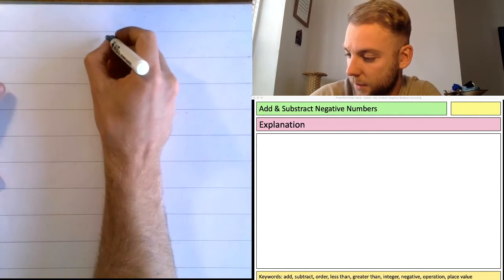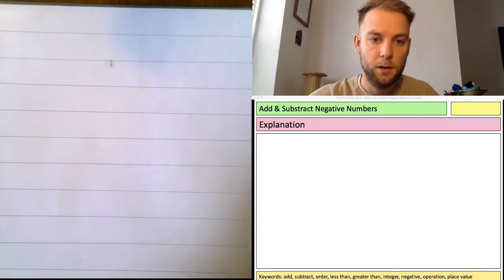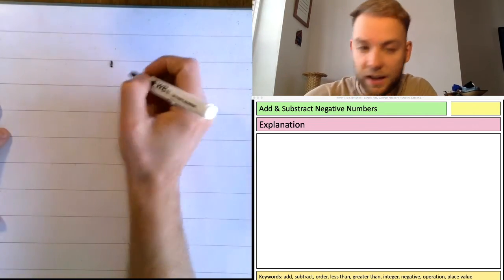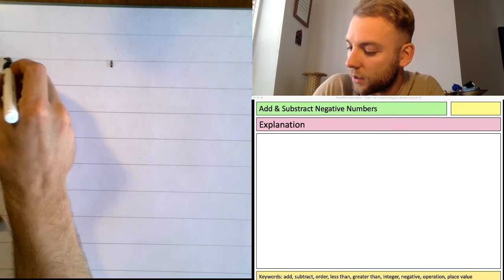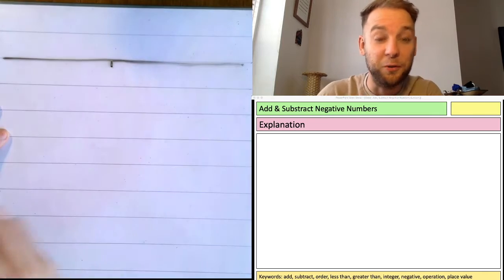So the first thing I'm going to do is get you to draw a number line in your notes. So make sure you've got that. The best way to do that is to do a dash in the middle of your page and do a line across like so. Always try and make the line straight. So actually, probably use a ruler.